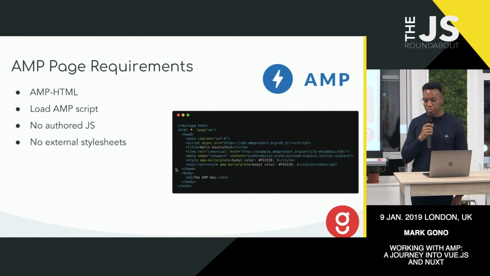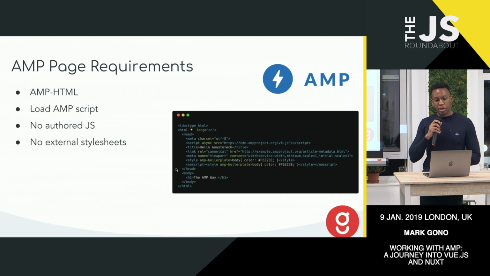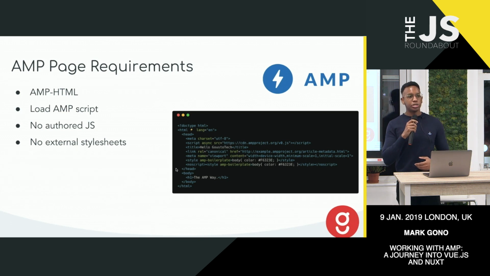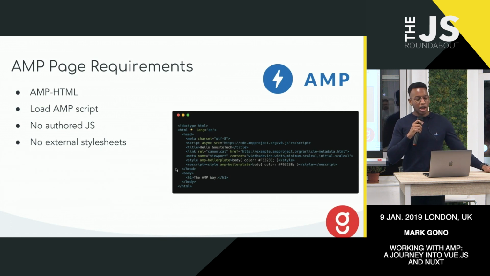So the page must use AMP-HTML. That's this HTML here. So if you can't see it, essentially, there are some fundamental changes to an HTML document that's using AMP. You require that lightning bolt on the HTML tag, as well as you have to load in the AMP script. There's no authored JS, which essentially means that you can't put a script tag and put your own code in there. If you want dynamic aspects of the page, you have to do it the AMP way, which I'll go through a bit later.